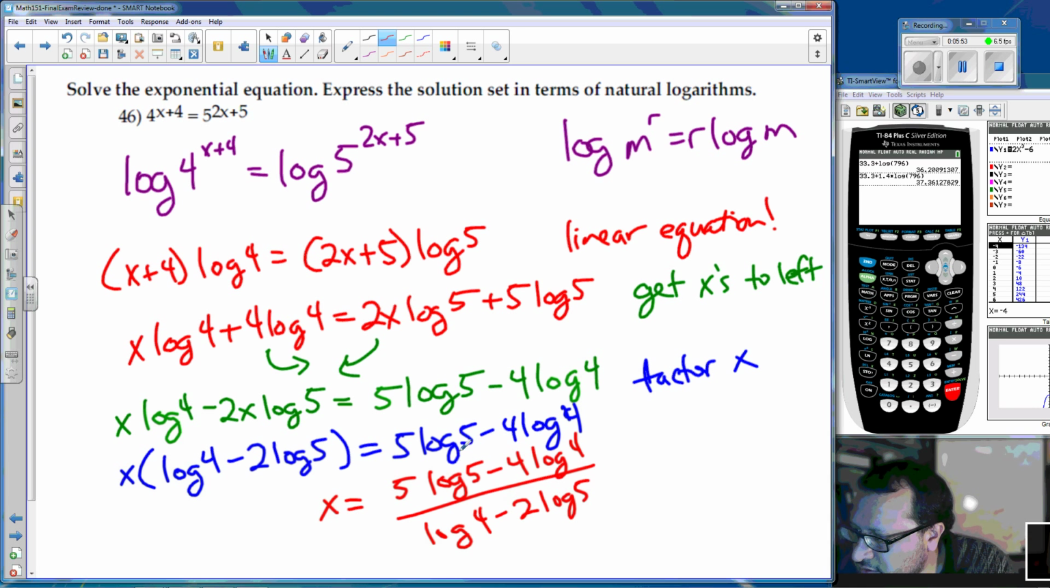Now the answer says natural log. It's going to give you the same answer. The ratios are still going to be the same. So log or natural log works the same either way. You can try it if you don't believe me. The change of base formula shows that this will work.